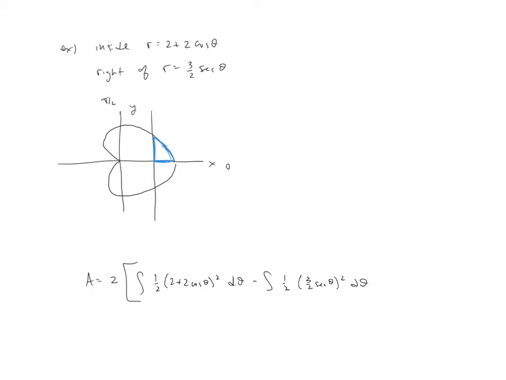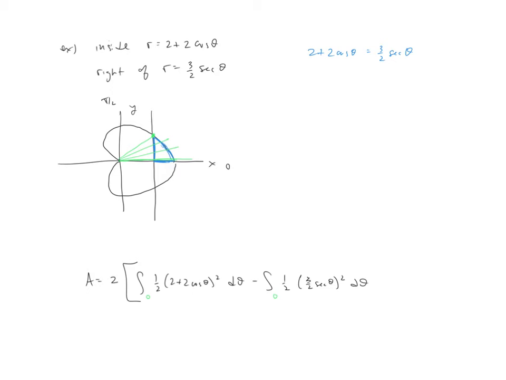Now we need to figure out where we're going to start and where we're going to finish on our sweeper. Well, it's pretty clear that we're going to start here at 0, and then that's going to continue up and around. So we're going to start at 0 on both of these, and then we're going to have to stop whenever we hit this right here. Well, much like the last one, that's just going to be a point of intersection. So if I take the 2 plus 2 cosine theta and set it equal to the 3/2 secant theta, I can now solve this for my theta.